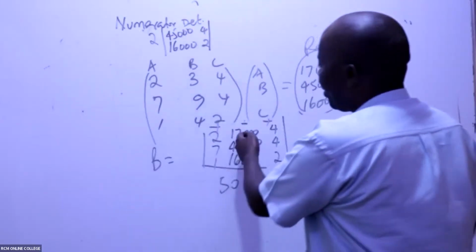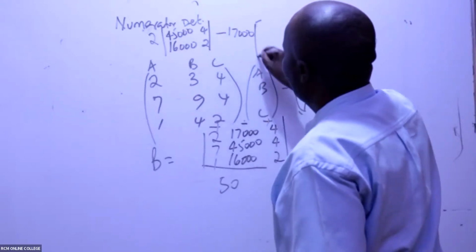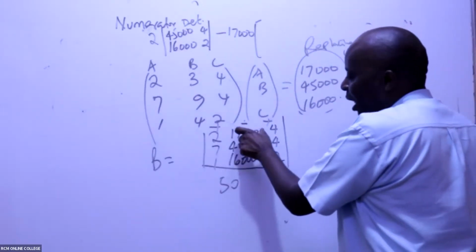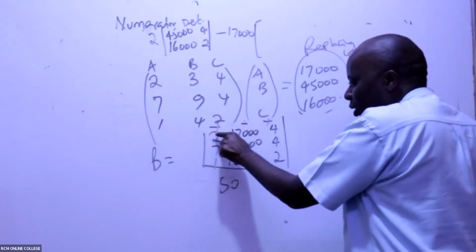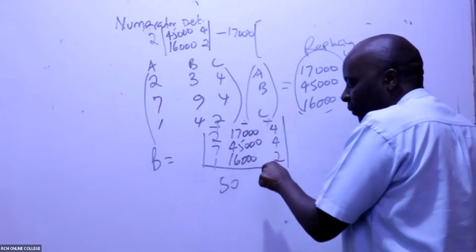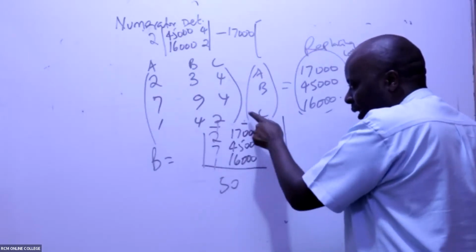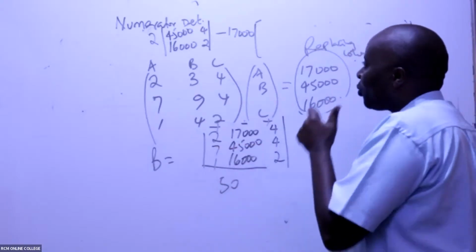You go to the next one, which is minus. So minus 17,000 into. In this case, if it is 17,000, we have to hide it. So this row disappears. You hide it column-wise and row-wise. So this disappears, this disappears. So we are left with 7, 4, 1, 2.